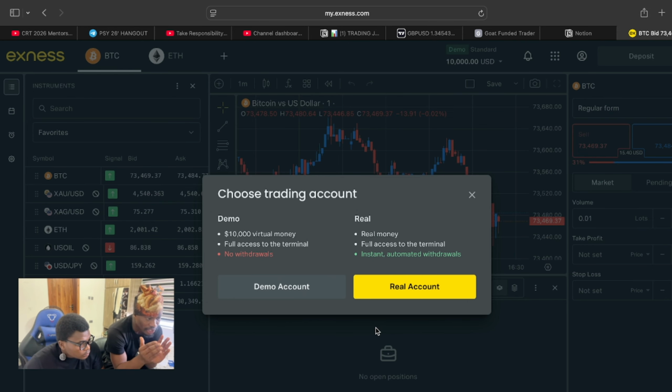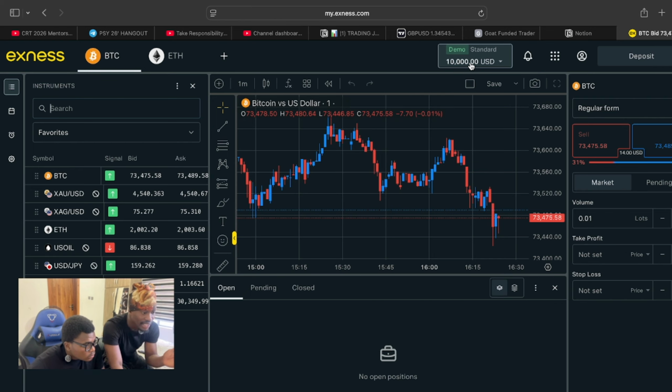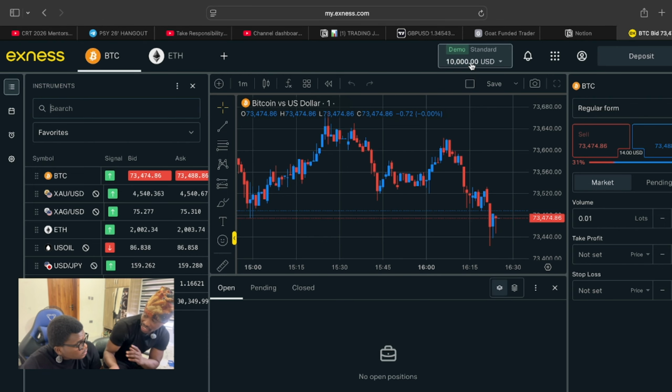Remember I told you on the broker you can have a demo account, a practice account, and a real account. So right now we're going to check out a demo account. Immediately we got $10,000. So how do we log in to this account inside our MetaTrader 5? Sorry, I keep making that mistake.